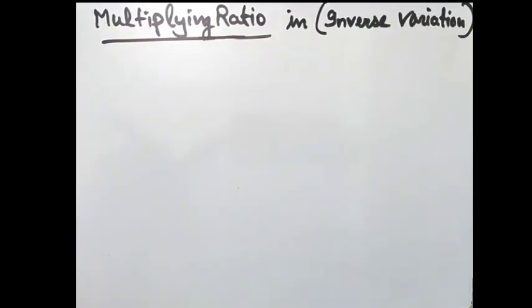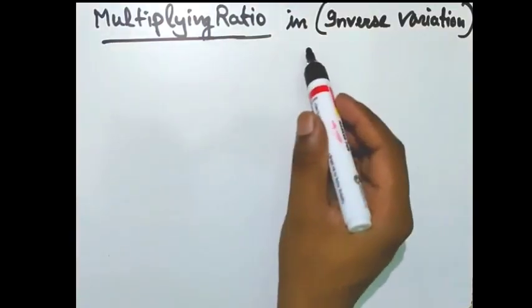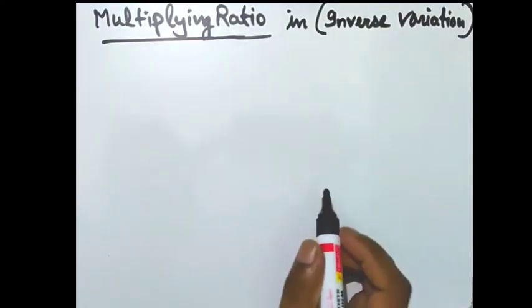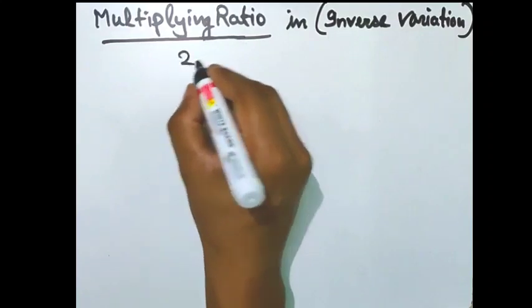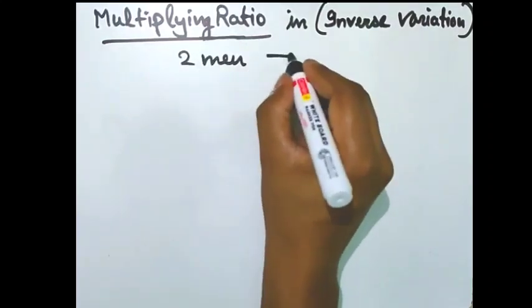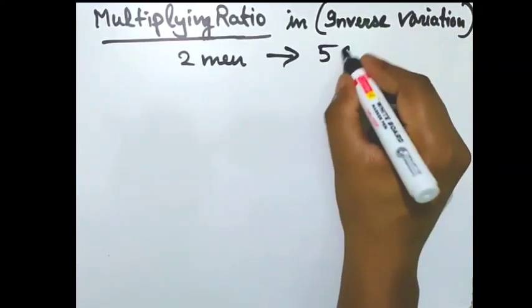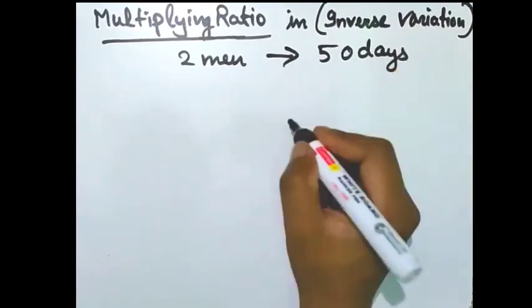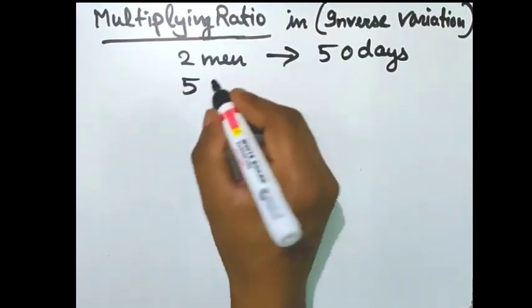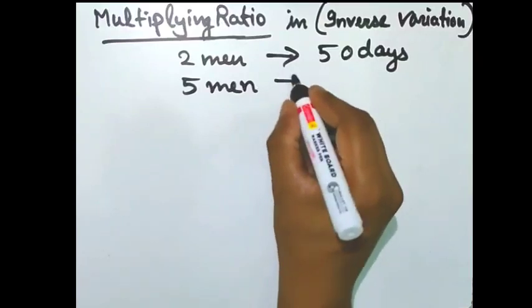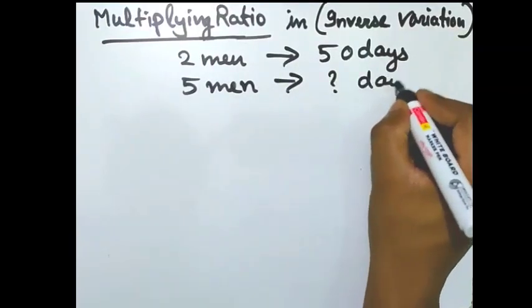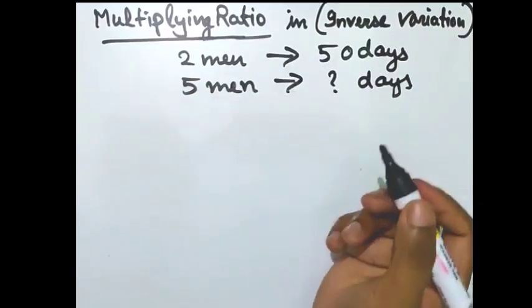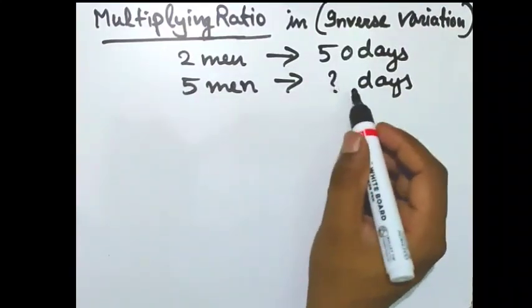Now let's find the multiplying ratio in inverse variation. Let's take an example. Let's say two men can complete a work in 50 days. So 5 men will complete the work in how many days? This is the question that is being given to you, and they are asking in how many days will 5 men complete the work.